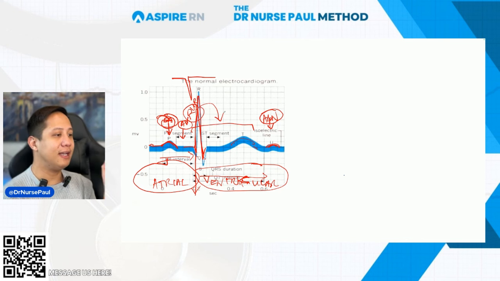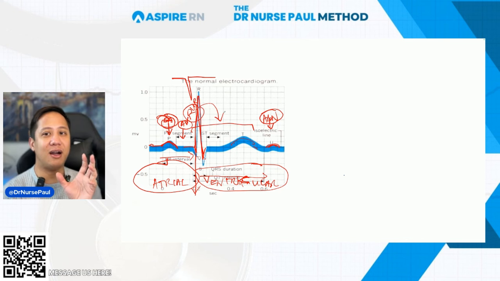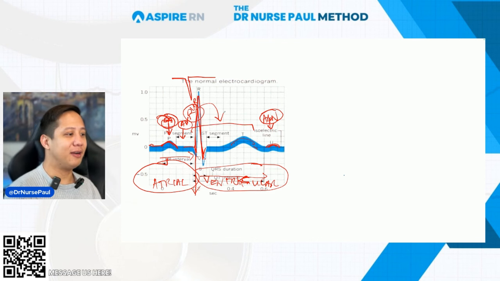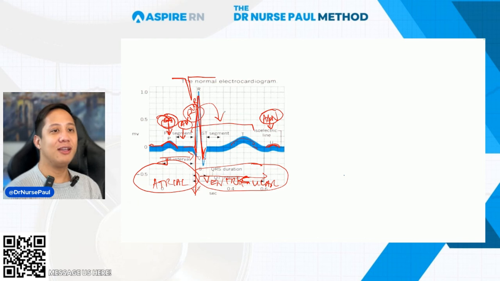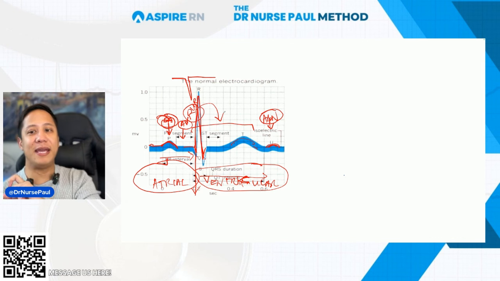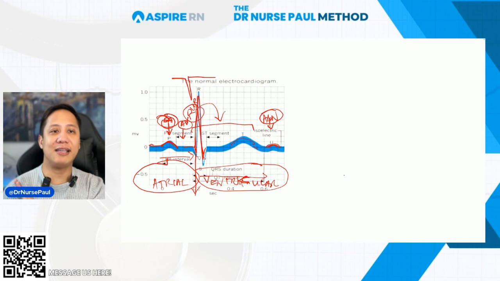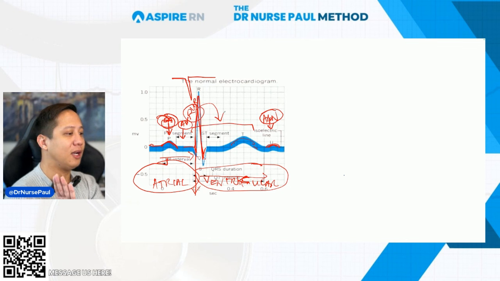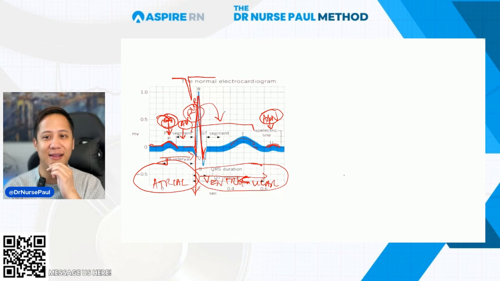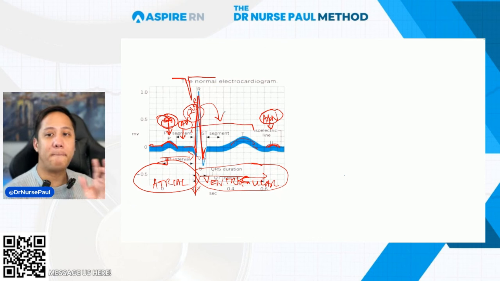P is SA node. PR is AV node. QRST is Purkinje fiber. All right? You got it? Okay. Using the first letters only, tell me if it is SA node S, AV node A, Purkinje fiber P. You guys ready? QRST, what fiber are we looking at? Purkinje, otherwise known as the ventricular fibers. Agree? Yes or no? Purkinje, right?